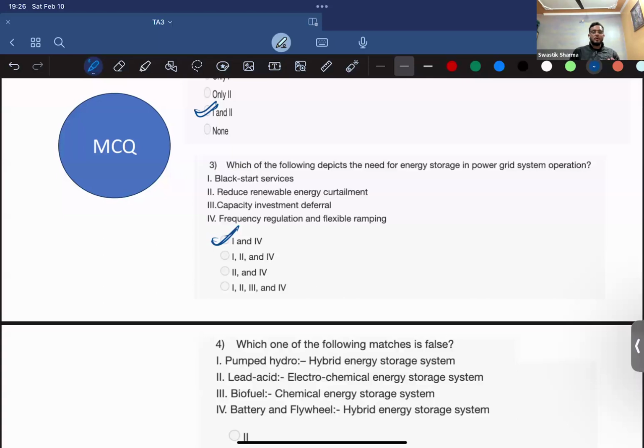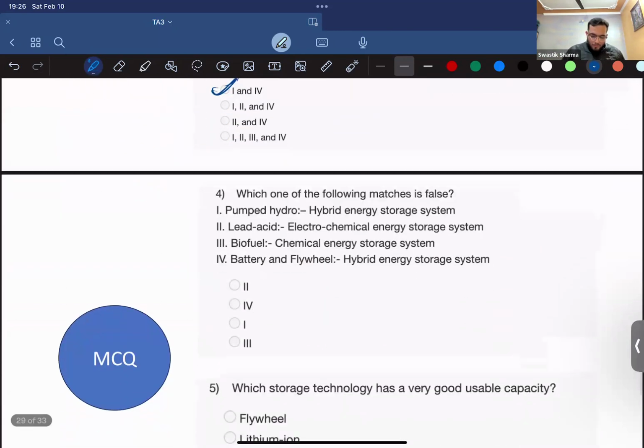From a system operation perspective, what do we require? We require ancillary services, that is, support services. That is black start services and frequency regulation and other services that we can get from BESS, and we require it to regulate the frequency and provide ramping reserve. That's what we require from the system operation perspective. From an economic perspective, we do require reducing the curtailment of renewable energy and capacity investment deferral, but those are not from the power system grid operation point of view.